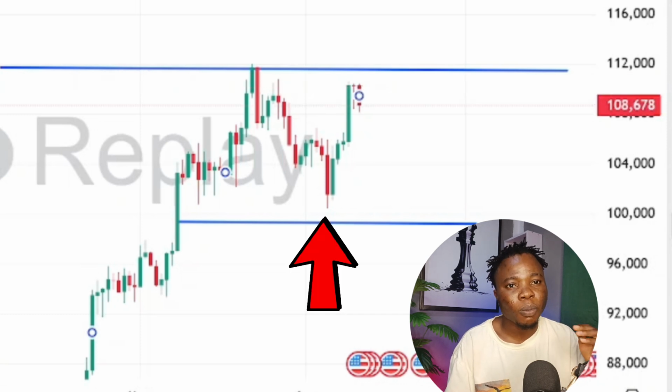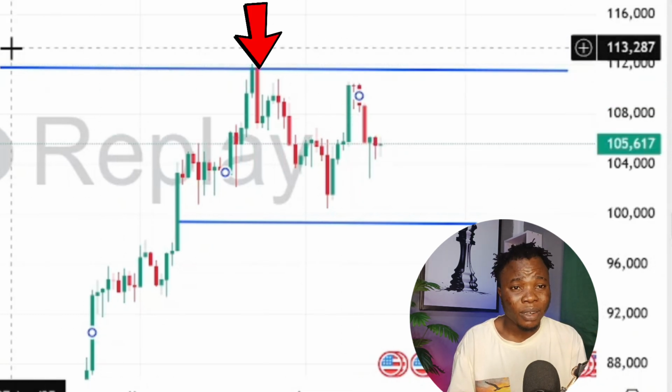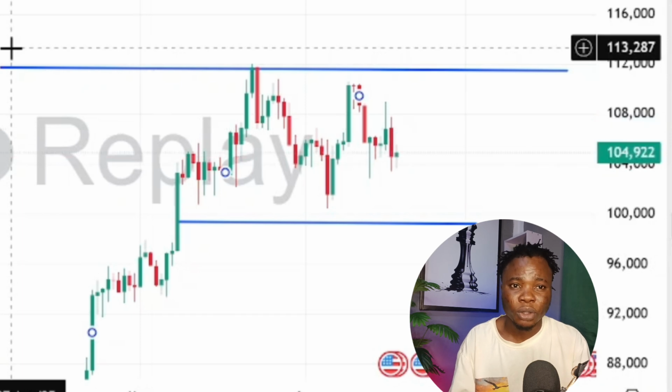Support and resistance. Support is a price level where the market stops falling, while resistance is where the market stops rising. You can actually buy at support and sell or short at resistance. Bonus tip: use a rejection candle for confirmation.